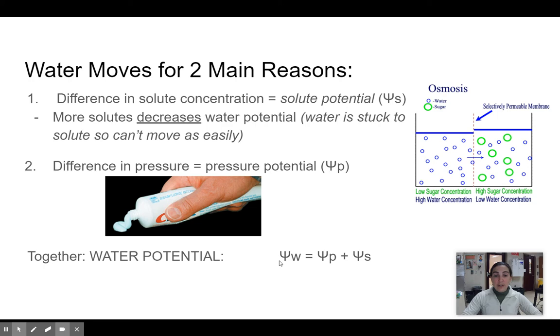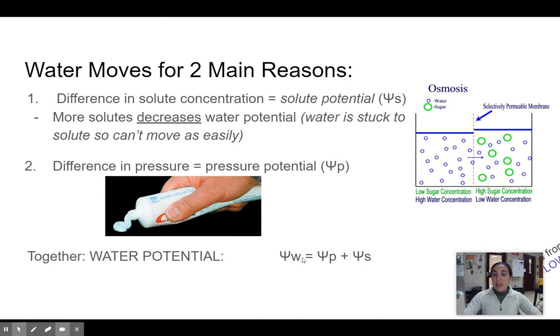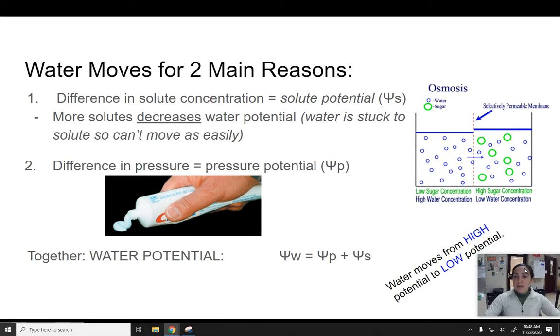These two together add up to water potential. And this, again, is an equation on your equations and formula sheet. Water potential is just equal to the pressure potential plus the solute potential. So those two combined make up this thing called water potential. And just like everything else, water is going to move from high to low. So it's going to move from where there's higher water potential to where there's lower water potential.